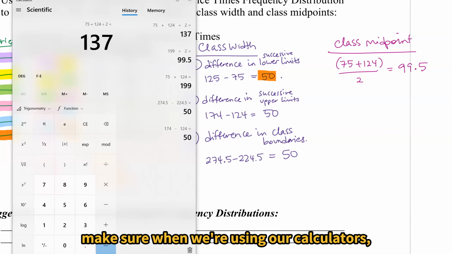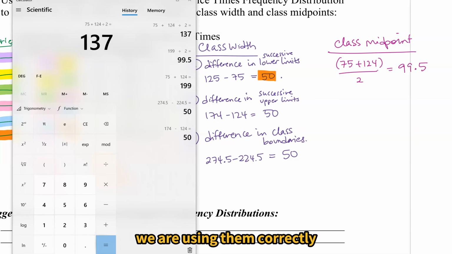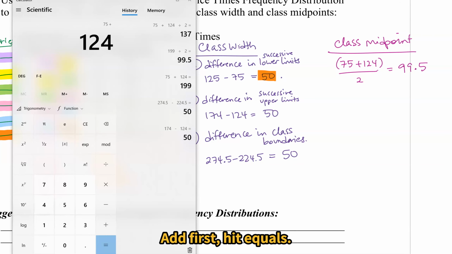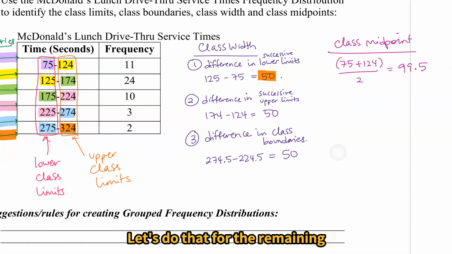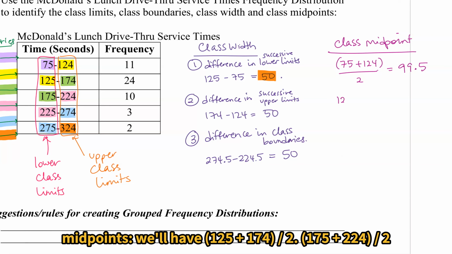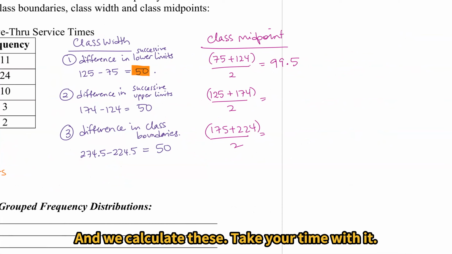So we need to make sure when we're using our calculators, we are using them correctly with our order of operations. Add first, hit equals, then divide by 2, and we get our midpoint. Let's do that for the remaining midpoints. We'll have 125 plus 174 divided by 2. 175 plus 224 divided by 2. And we calculate these. Take your time with it.